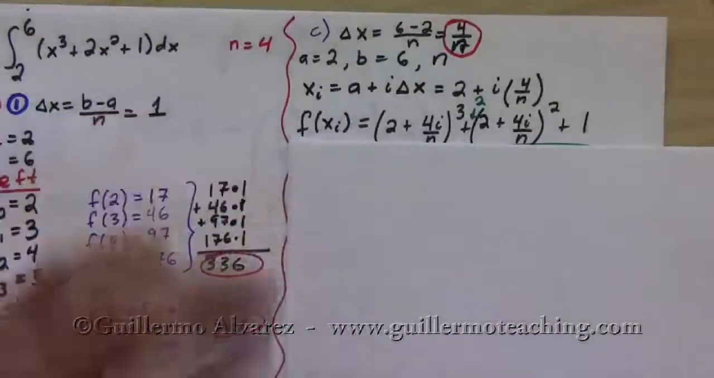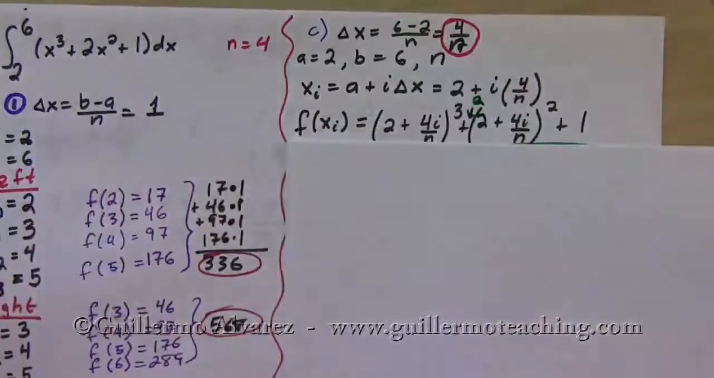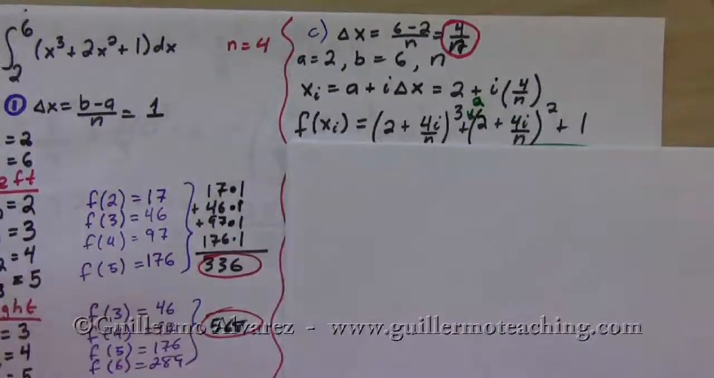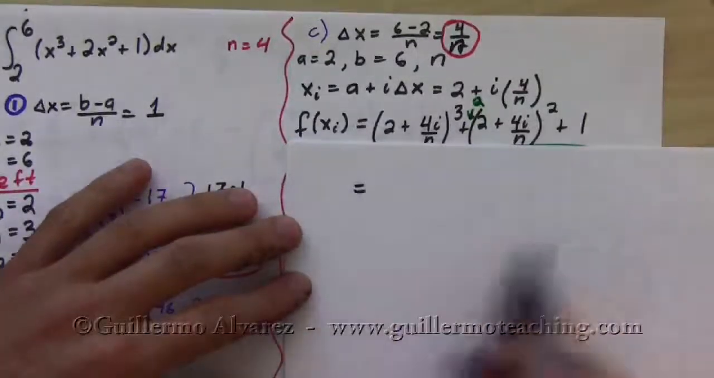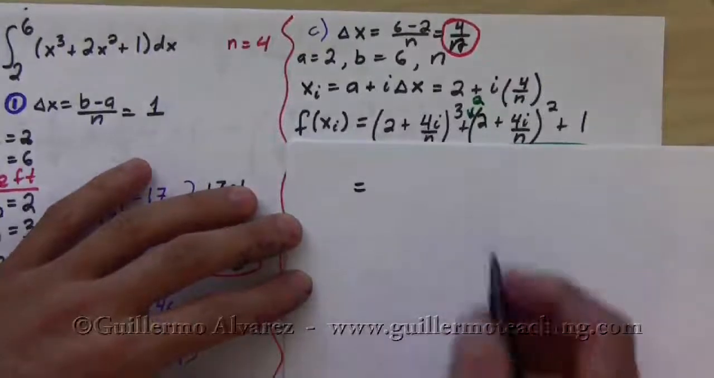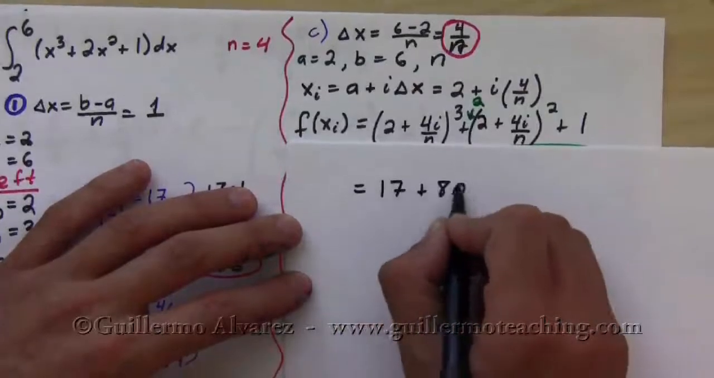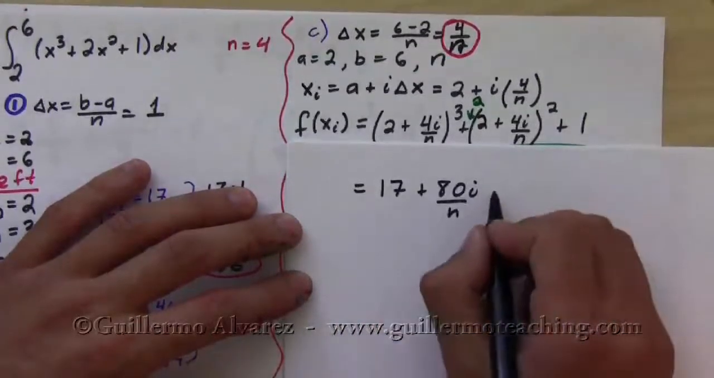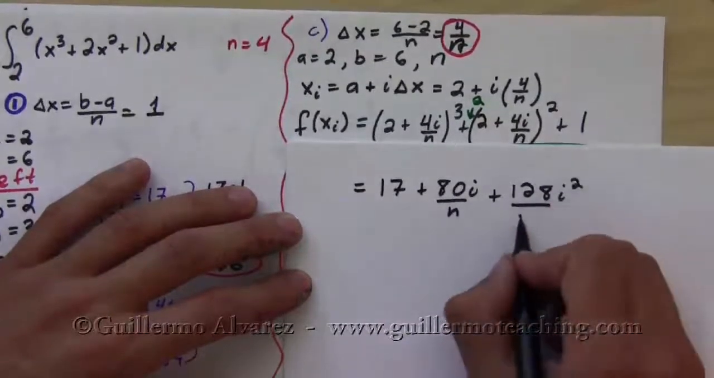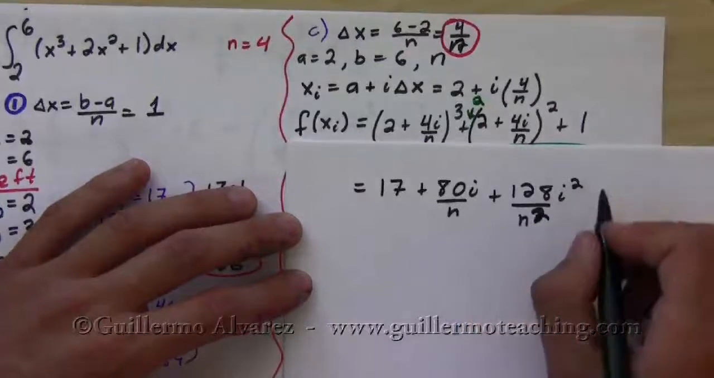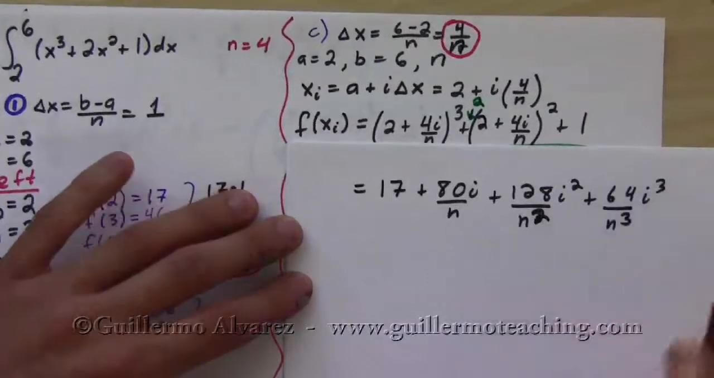Okay, so I just realized that I missed a 2 right here. Ay, ay, ay. And that throws everything off. So let me put it back in. Now, if I put in the 2, and if I simplify all this stuff, this is a lot of algebra. But if I simplify all this stuff, what I would get is 17 plus 80i over n plus 128i squared over n squared plus 64i cubed over n cubed.